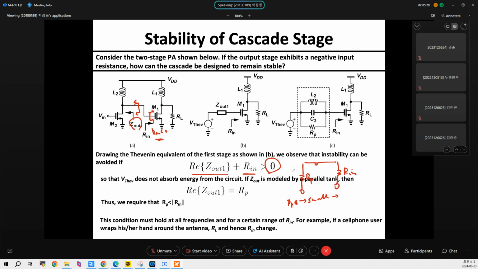Which means, if RP is small, if we set RP equal to R in, right? If R in is oscillating, then RP has to be smaller than R in, okay? But in Rajavi's book, it was the opposite, okay? So just be careful on this.